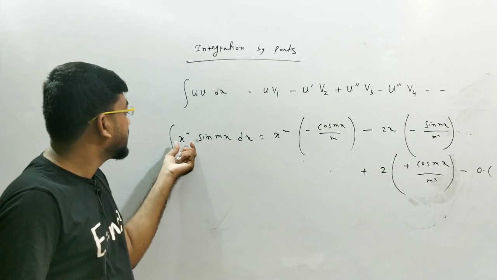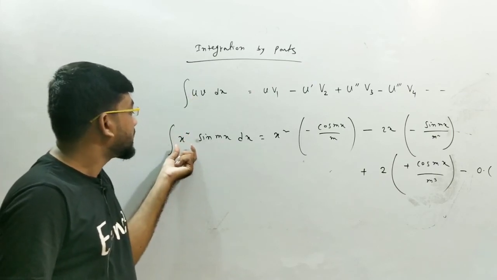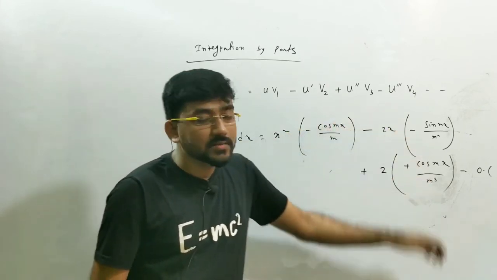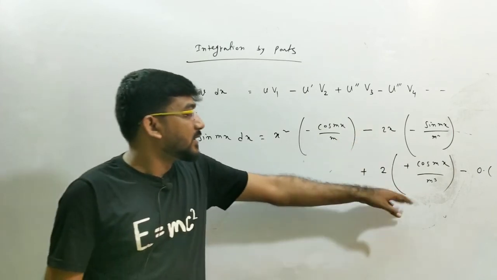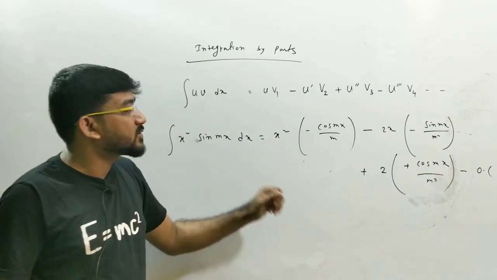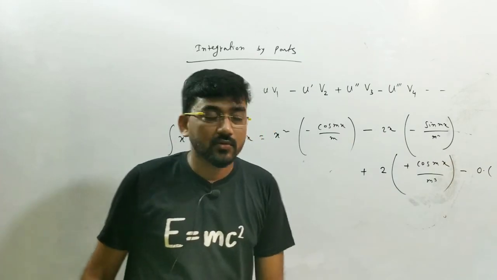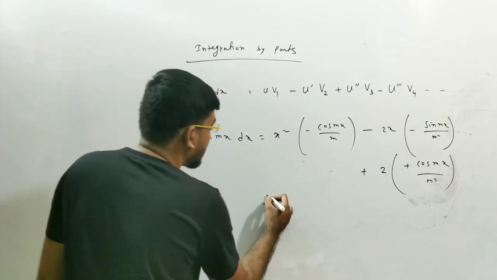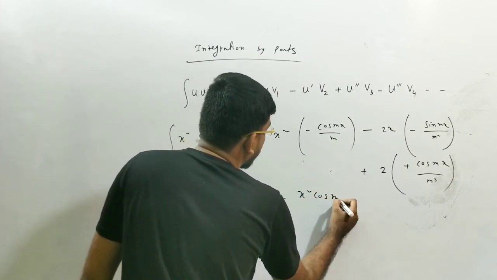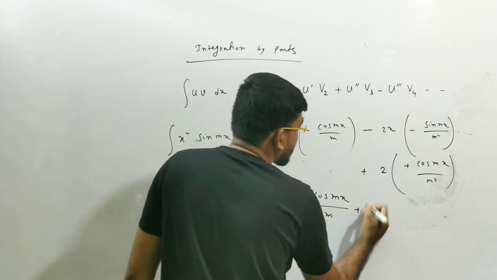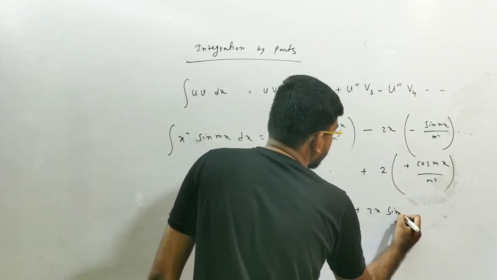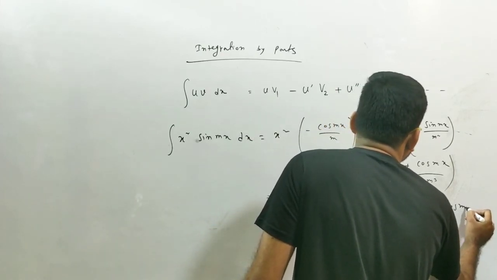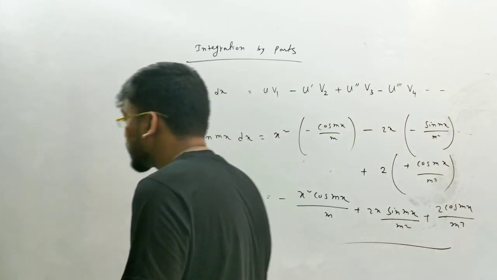You have to choose your first function very carefully, in such a way that after some successive differentiation it becomes 0. Here you can see the first term is x square, then 2x, then 2, then 0. When it becomes 0, your work is finished. So this result will be very simple: minus x square cos mx by m, plus 2x sin mx by m square, plus 2 cos mx by m cube. So this is the result of this integration.